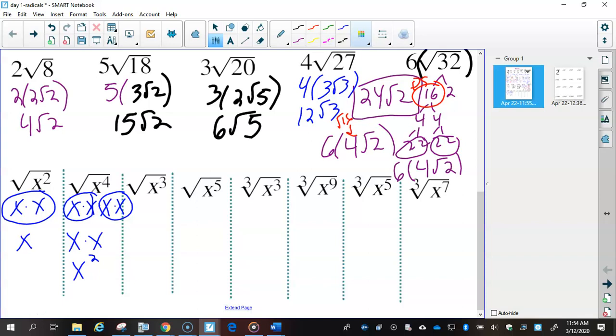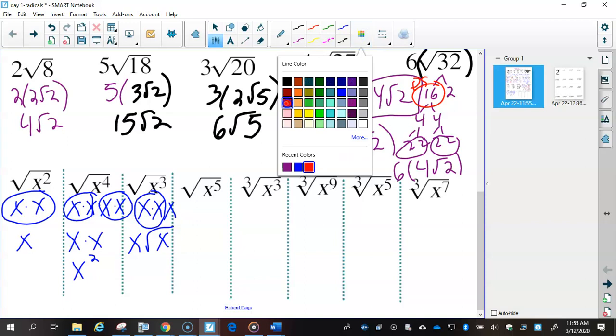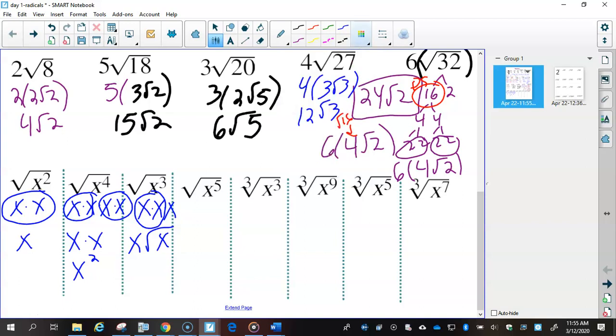Now, let's do one more of these. x to the third would be x times x times x. Do we have a pair? Yes, we have one pair. So we have one that would come out and one that would stay in. Whatever is left out of a pair would go inside.